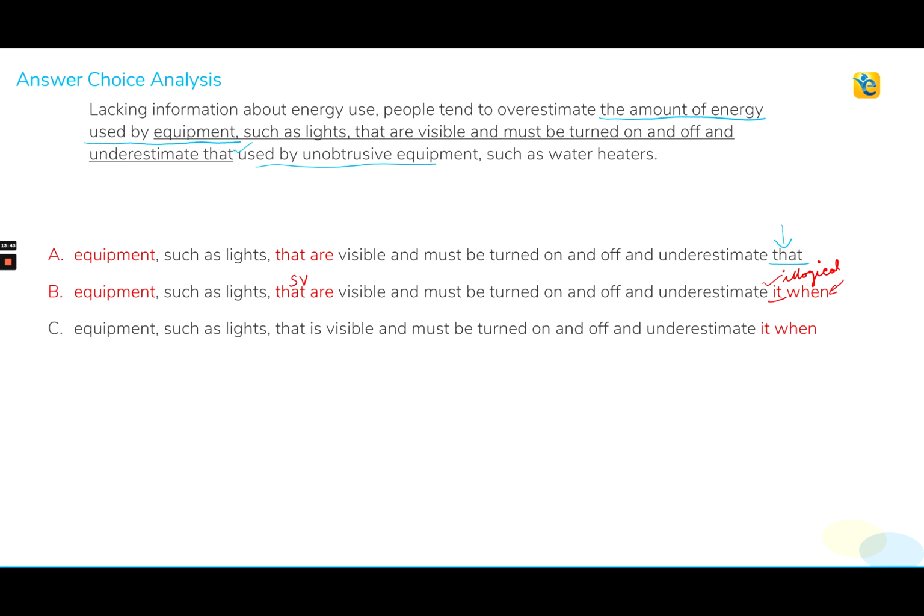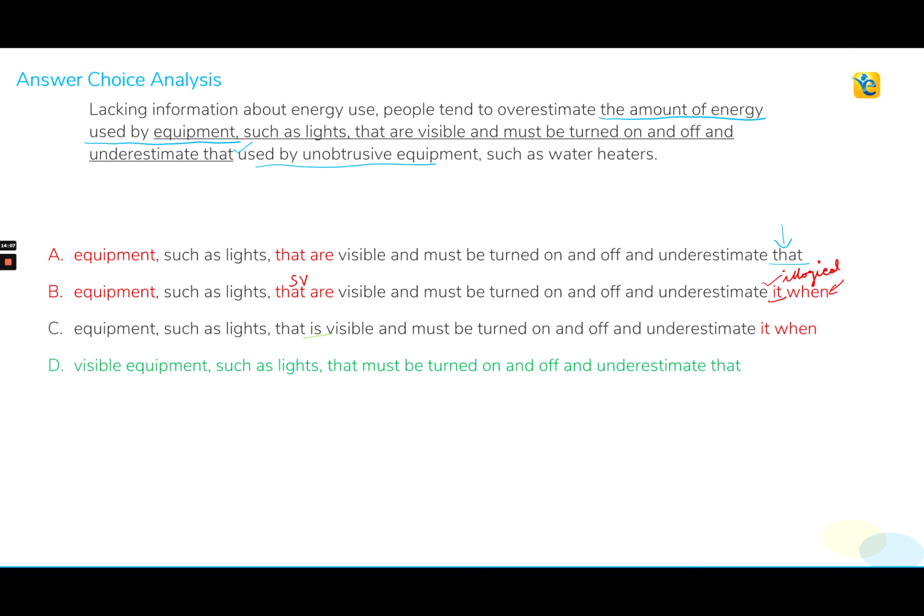Take a look at choice C. Easy to eliminate. Why? Because it corrects the SV error. If you see, this choice does use the singular verb "is" over here, which is absolutely fine. But once again, we see that it repeats the same error that choice B had with regards to the usage of "it" and "when."